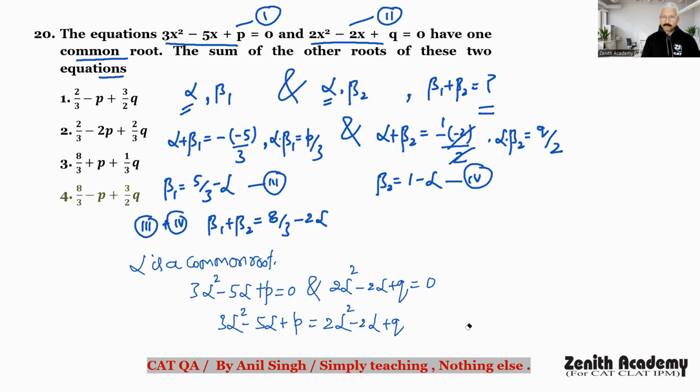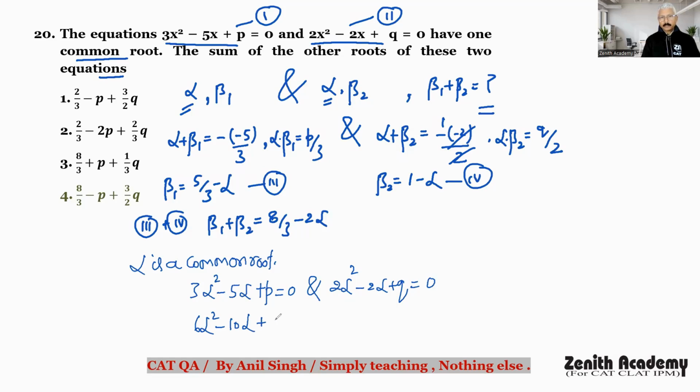So do one thing. Multiply this equation by 2, because this way 3 alpha square becomes 6 alpha square, and multiply the other by 3, then it also becomes 6 alpha square. So 6 alpha square and 6 alpha square can easily be cancelled out.